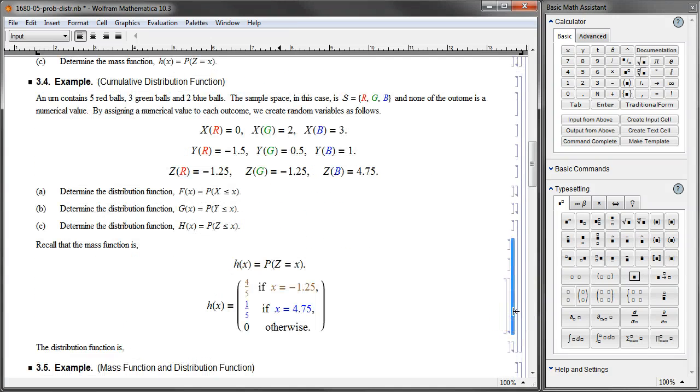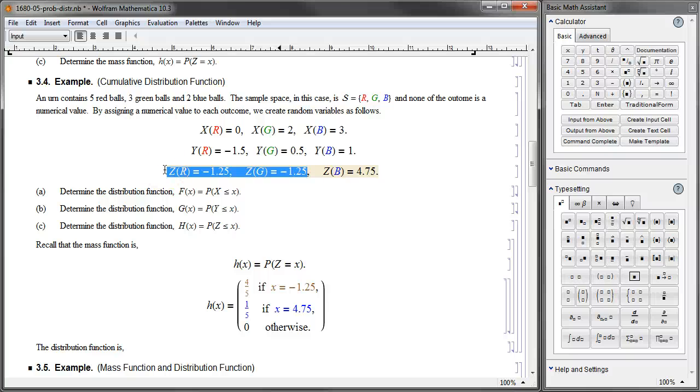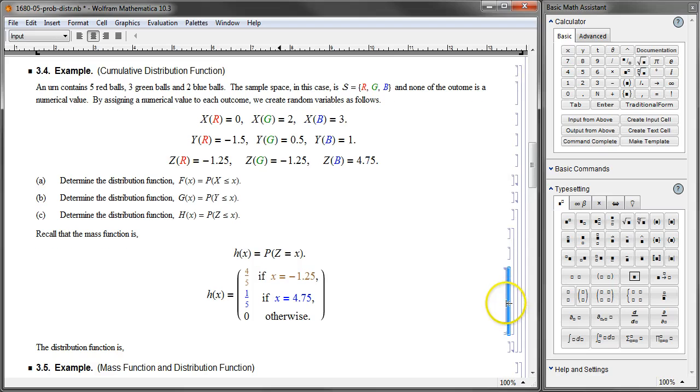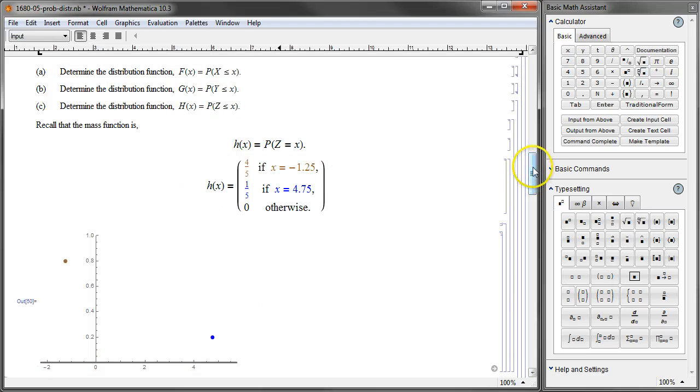Here is the mass function. At these two cases, -1.25, the probability is either red or green, so we have 4/5. When x equals 4.75, blue ball, so we have probability 1/5. Otherwise impossible or 0. And here is the graph of the mass function.